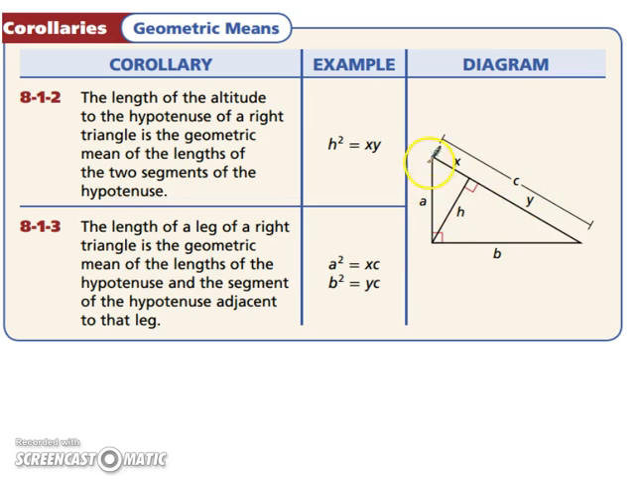When you're dealing with the outside of the triangle, you want to use the whole side c. So you're going to need to add x and y to get c. So a squared equals the one that's on the same side of it times the whole thing. For b, it would be b squared equals the one that's on the same side here times c. Let's try a couple.